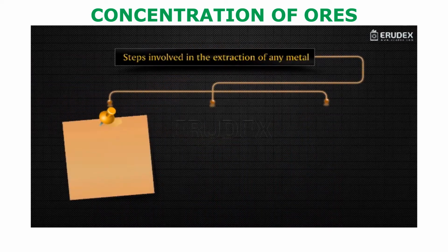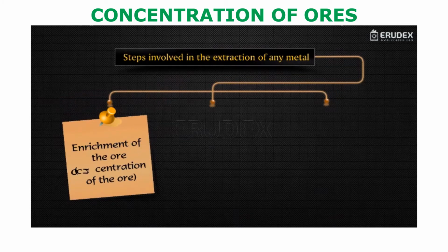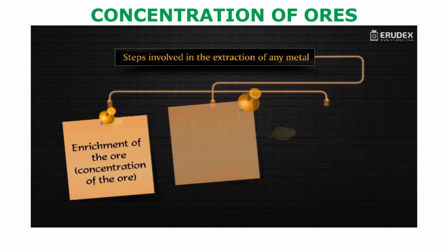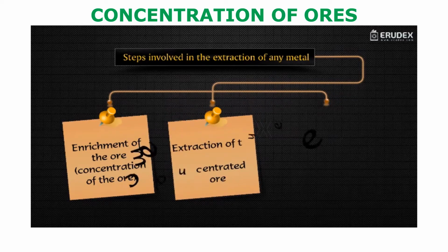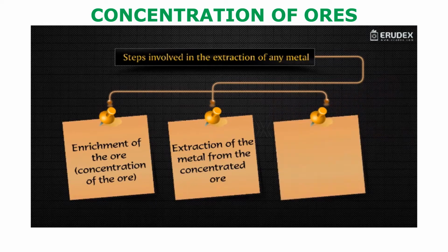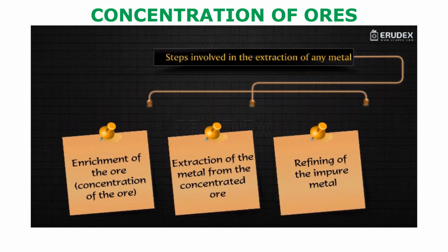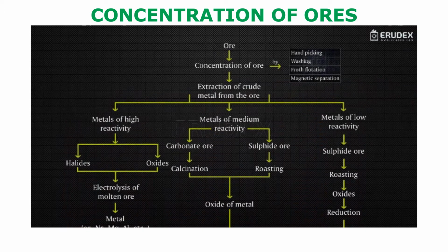The three main steps involved in the extraction of any metal are enrichment of the ore, that is, concentration of the ore, extraction of the metal from the concentrated ore, and refining of the impure metal. Diagrammatic representation is shown.